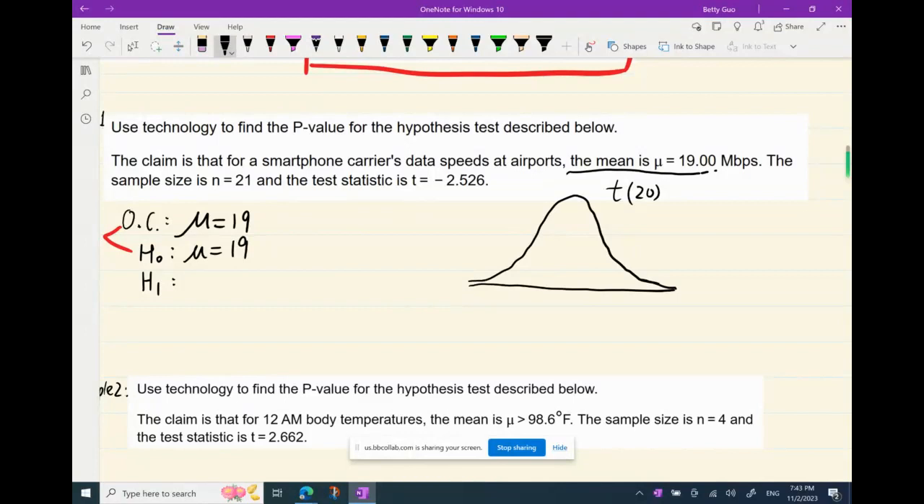whether the t-test is going to be a left tail test, right tail test, or two tail test. Please read the question and tell me what's the alternative. Bigger than, less than, or not equal to. Only those three options.